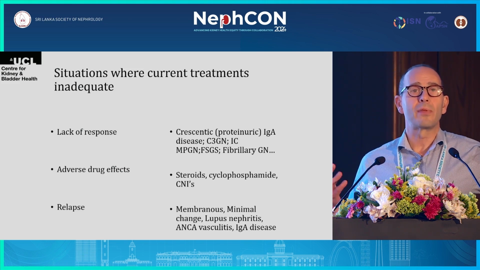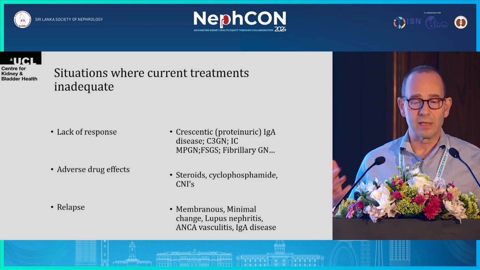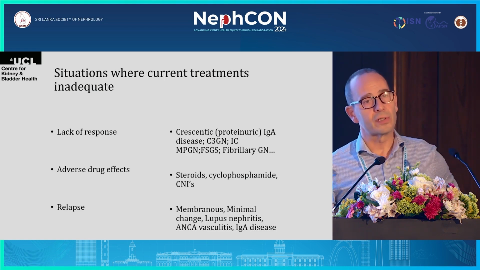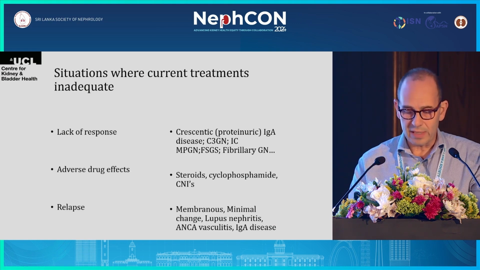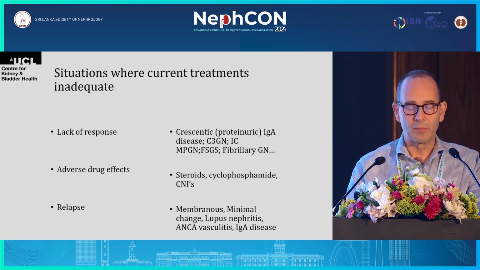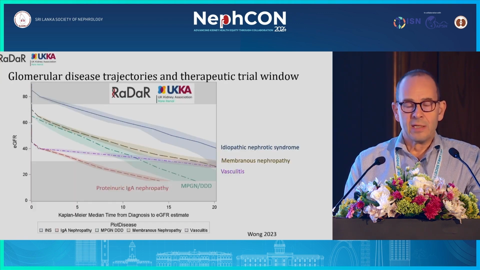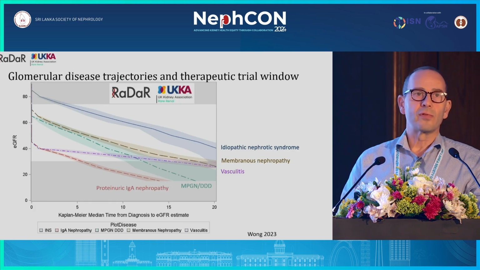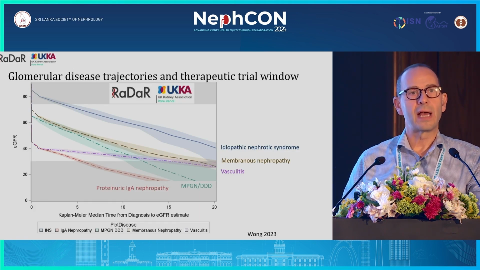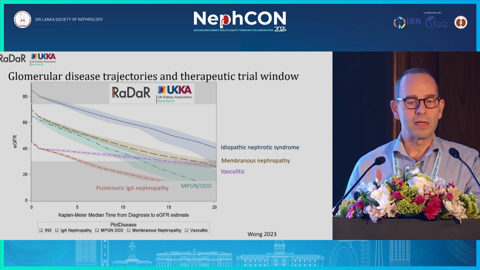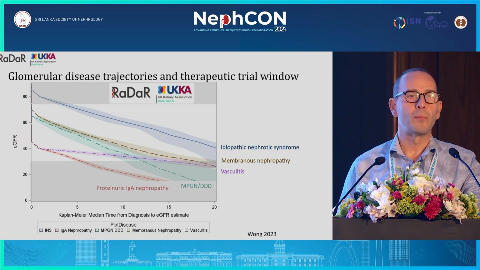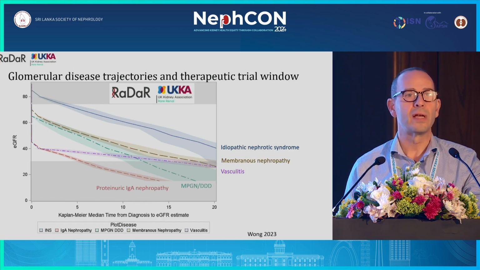What do we tend to use? We tend to use the same 3 or 4 drugs that we've used for a number of years: steroids, cyclophosphamide, CNIs, rituximab now, as Ruth has mentioned. And many of these conditions that we've mentioned already will have a tendency to relapse when you withdraw the therapy. So these are data from a rare disease registry in the UK called RADAR, which has looked at a number of rare diseases that lead to end-stage kidney disease. They are enriched in the end-stage kidney failure population. So about 25% of patients who have end-stage will have one of these rare diseases.